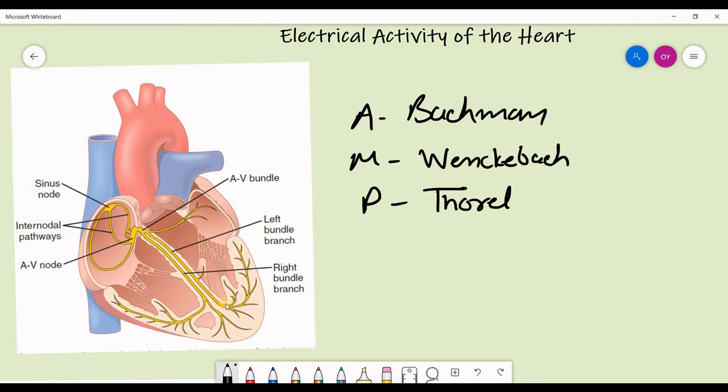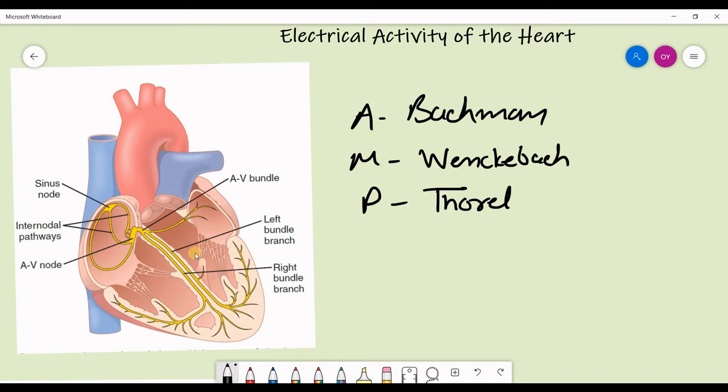From there the impulse travels to very specialized cells called Purkinje fibers. These Purkinje fibers are continuous with many of the ventricular muscle cells, and for those muscle cells which are not continuous with Purkinje fibers, the impulse will travel to them via gap junctions present in the ventricular muscle cells.